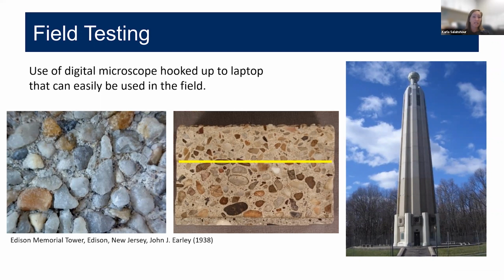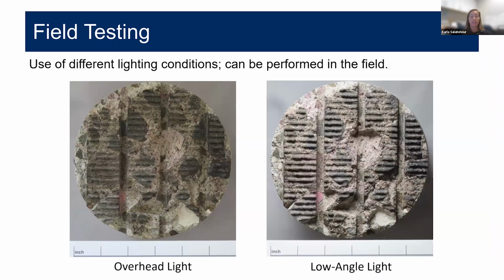One of the other techniques that we use are different lighting techniques, specifically different angles of lighting. And so this is the same image shown with overhead light on the left and low angle light on the right. And on the right, you can really see that we highlight the grooves on the surface of this core when we change the angle of our lighting.